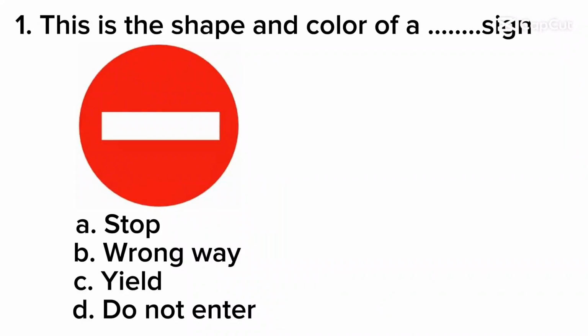This is the shape and the color of a dash dash sign. What is it? Is it A, stop, or is B, long way? Is it C, yield, or is D, do not enter?